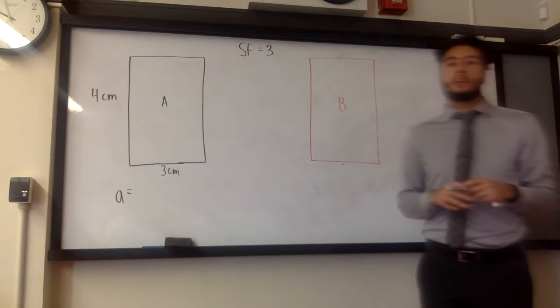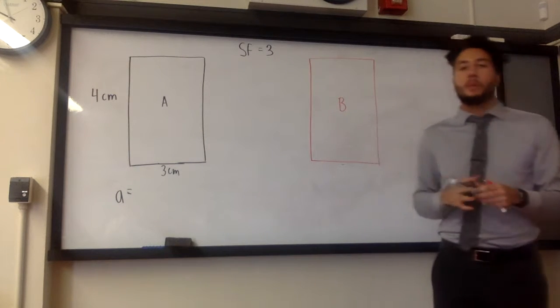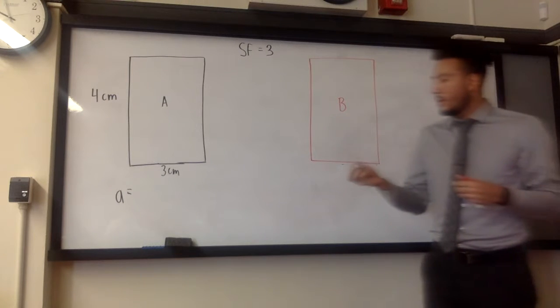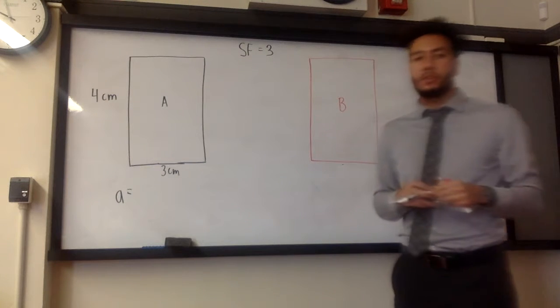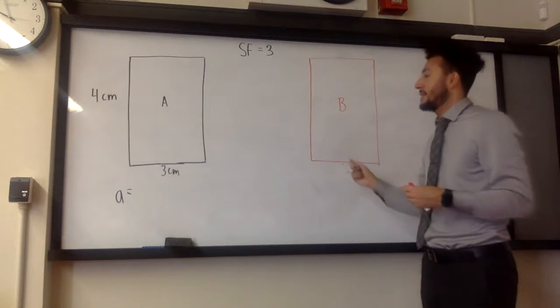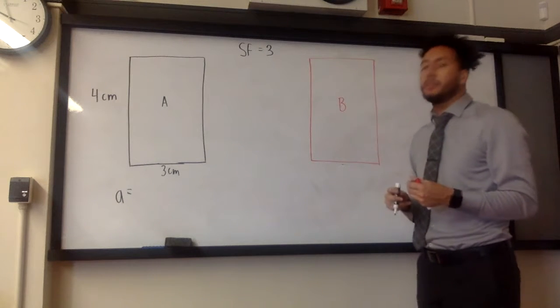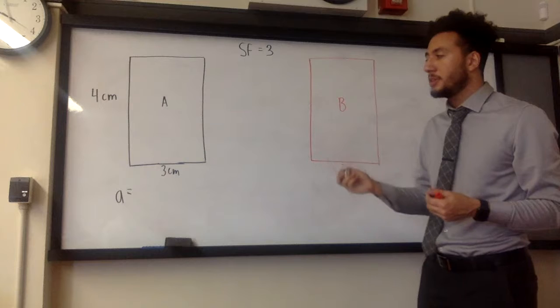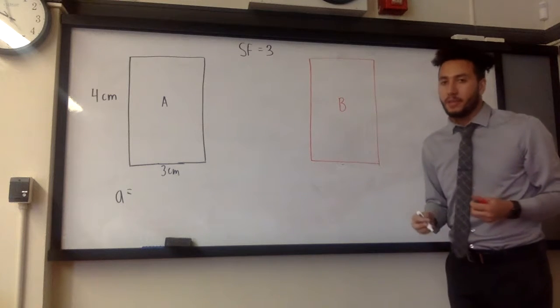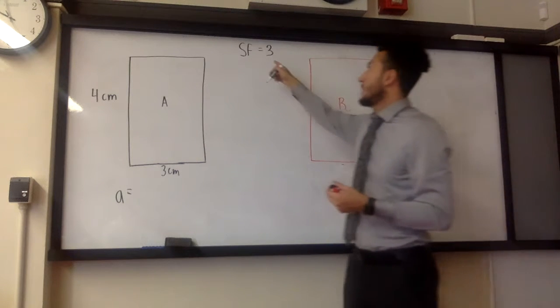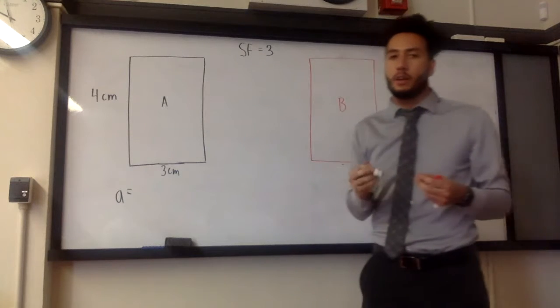Today we're going to talk about scale factors within scale drawings, and hopefully we can close some content gaps there. On this problem, I have given you two rectangles that are scale drawings of one another, rectangle A and rectangle B. Rectangle A has dimensions of 4 centimeters by 3 centimeters, and we are going to try and find the dimensions of rectangle B when given the scale factor of 3.